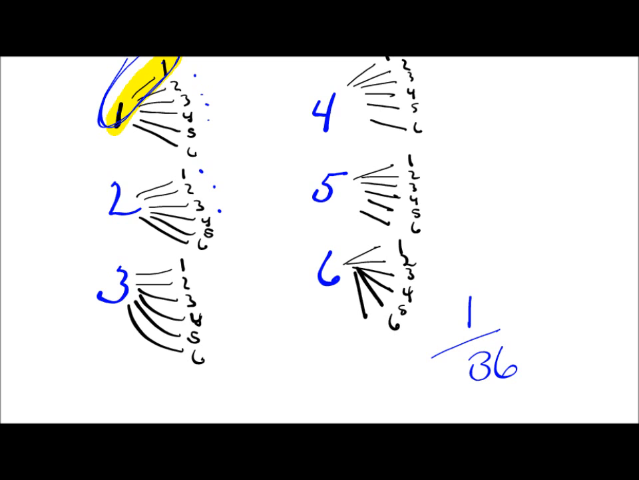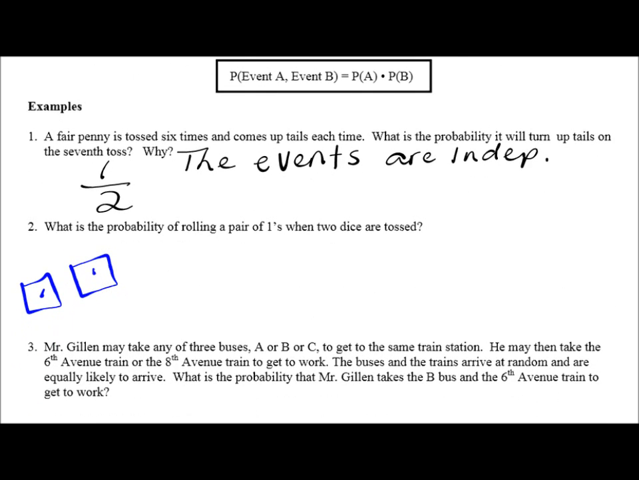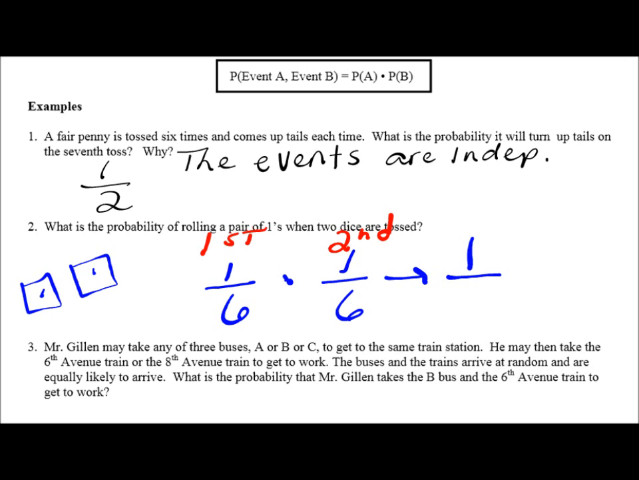Now, the tree diagram is really cool to help us find that, but it takes a while to draw it out. Imagine if you were rolling 3 dice or 4 dice. I mean, this tree would get really big really quickly. The counting principle can help us. If we take a look at example number 2, it says the probability of rolling a pair of 1s. Well, here's what we're going to do. The first roll and the second roll. So we're going to roll 2 dice. The probability of getting a 1 on the first die is 1 out of 6. The probability of getting a 1 on the second die is also 1 out of 6. We simply multiply those together, 1 out of 36. Same thing as we got from our tree diagram, but certainly much easier and much quicker to figure out.